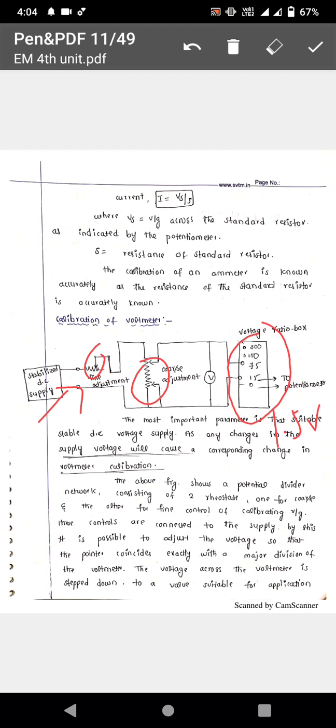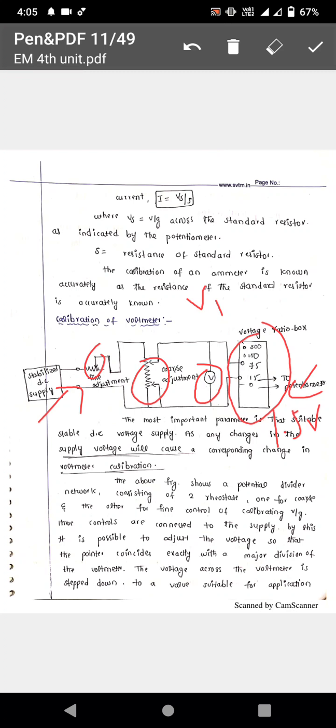Coarse adjustment. After that, some voltage will be read by the voltmeter. Assume that voltmeter reading is V1. Now the voltage ratio box steps down the voltage level according to the potentiometer. The voltage ratio box output of 0 to 1.5 volts is connected to the potentiometer. Now the unknown voltage will be measured. Based on that, we have to convert the potentiometer reading by multiplying back by the voltage ratio box ratio. That is the application of calibration of voltmeter. That is one of the applications of Crompton's potentiometer or DC type potentiometers.